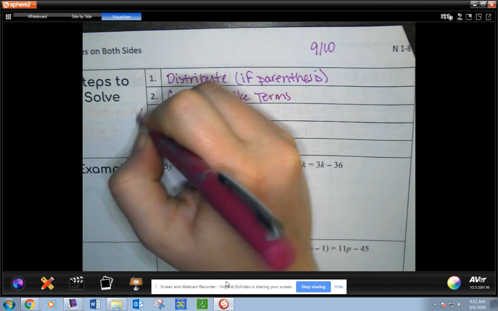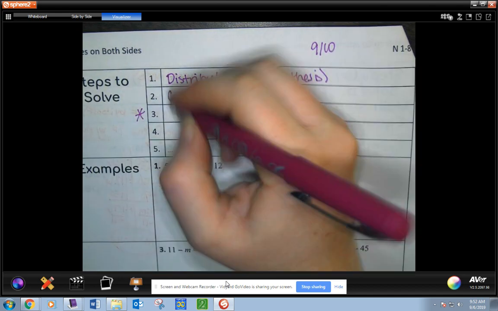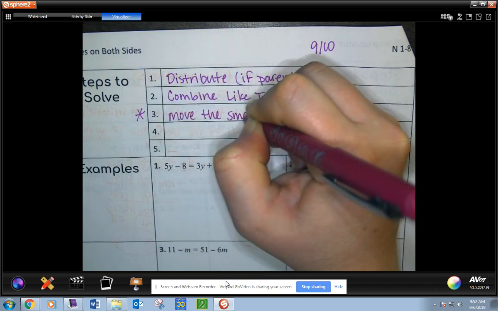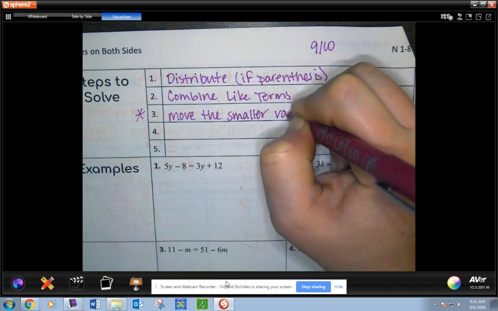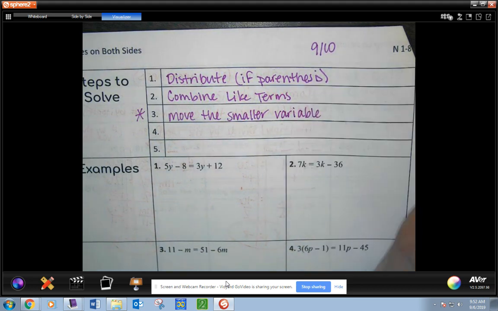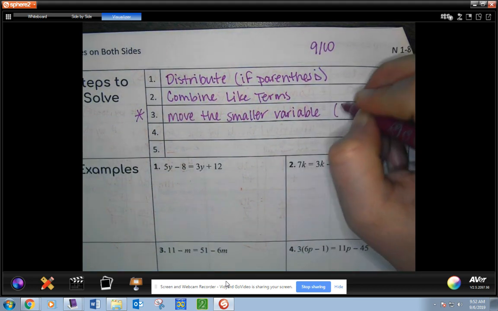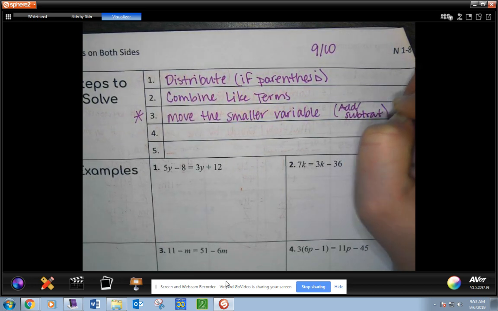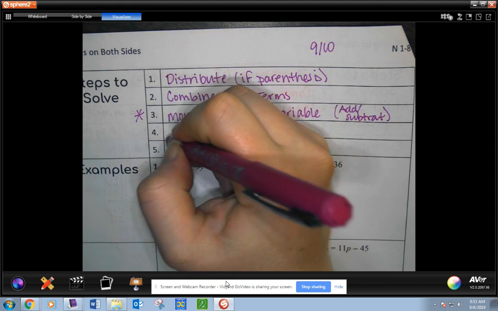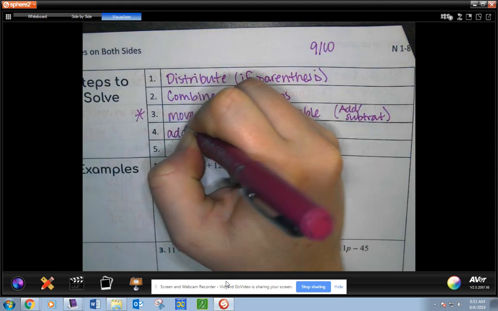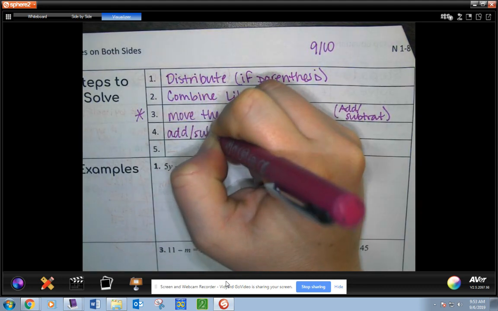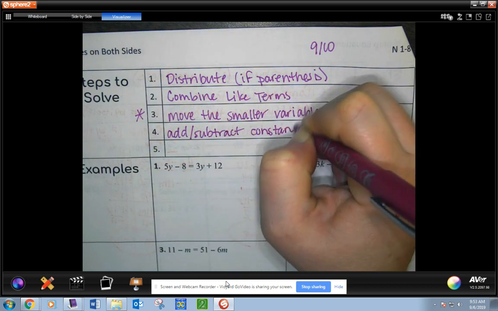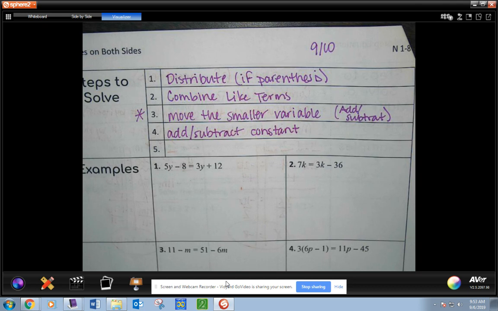Now, this is our new step today, step 3. You're going to move the smaller variable, and you're going to do this by add or subtract. And then the last steps are the exact same as yesterday: add or subtract the constant. And remember, the constant is the number by itself on the letter side.